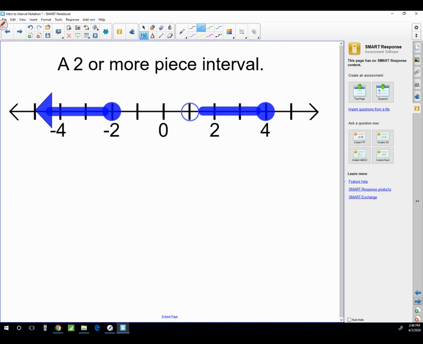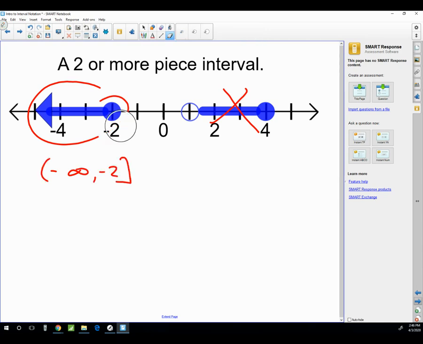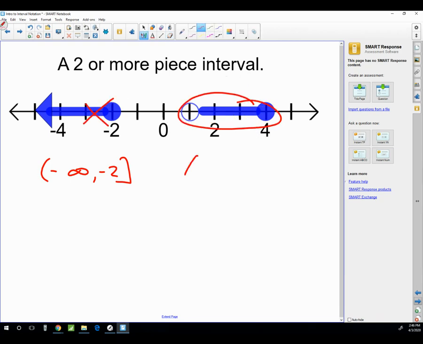We're not going to do a whole lot with this initially, but with a 2 or more piece interval or number line, you would just do the interval for this piece right here and disregard that piece. This one would be negative infinity to negative 2 bracket. Then you would do vice versa on that. You would disregard this piece and do this piece, and that piece would be parentheses 1 to 4 bracket. And then to link them together, we're going to do that with a union.